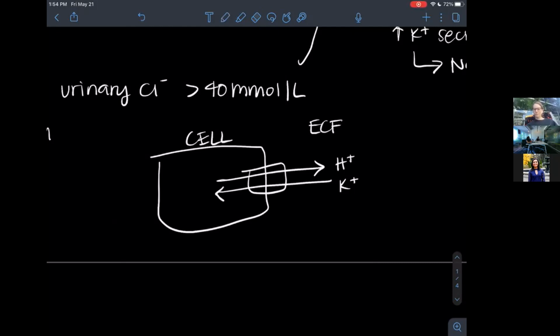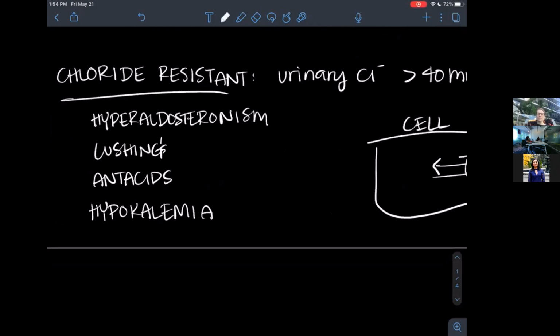So let's say that for some reason there's hypokalemia, and you need potassium to go out into the circulating fluid. In order for that to happen, hydrogen will go into the cell, and that can cause alkalosis as well. So alkalosis with hypokalemia kind of works both ways, which I thought was really interesting.